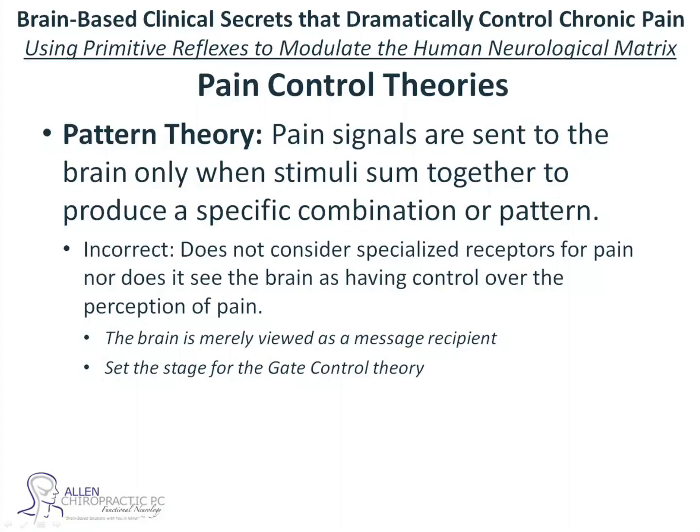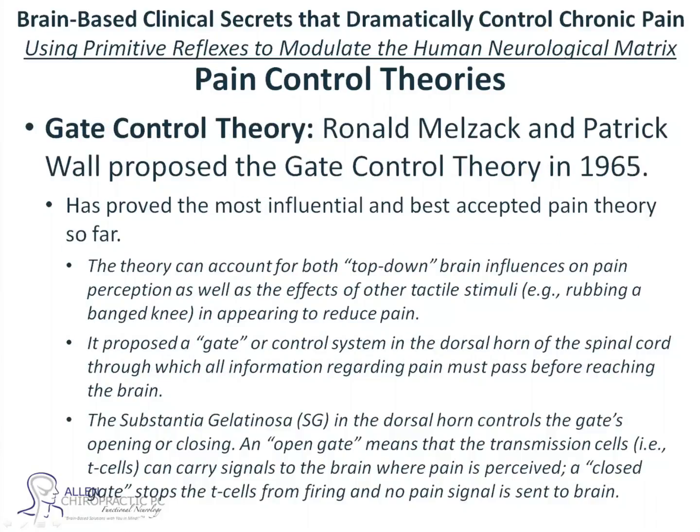The next theory was the pattern theory, and that theory said that pain signals are sent to the brain only when stimuli sum together to produce a specific combination or pattern. But it's incorrect because it didn't account for specialized receptors for pain, nor did it see the brain as having control over the perception of pain. It merely saw the brain as a message recipient. But this theory set up the idea of a gate control theory by Melzack and Wall in the 1960s, which was the accepted and most influential theory to date.